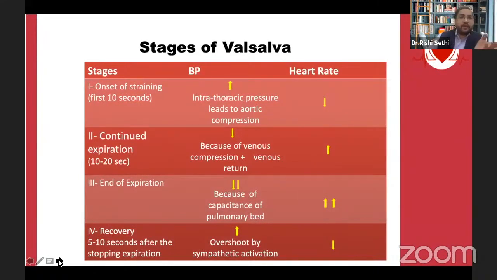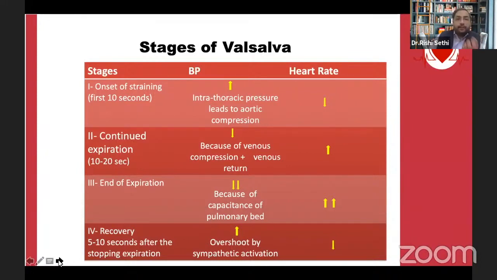So the stages of Valsalva: the first 10 seconds is the onset of straining. Here, there is an increase in the intrathoracic pressure that leads to aortic compression, and your BP rises and your heart rate falls. Phase 2, between 10 seconds and 20 seconds, is where all your findings should be read and recorded by you. So the second phase of Valsalva is the phase where you base all your clinical findings. It is the time between 10 and 20 seconds of sustained expiration.